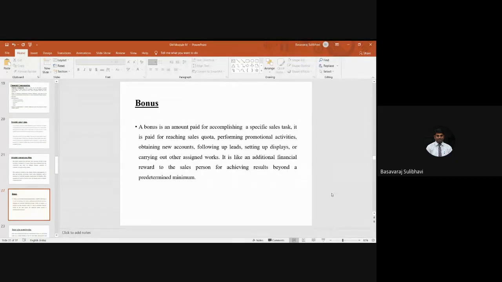So it is like an additional financial reward that a salesperson receives from the organization for achieving results beyond the predetermined minimum. A minimum is given to them, and they do better work and contribute more than what is expected from them by the organization or the employer. So this is all about your bonus.